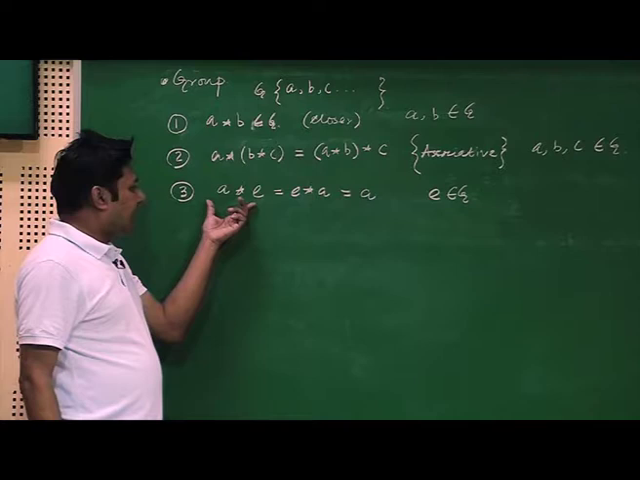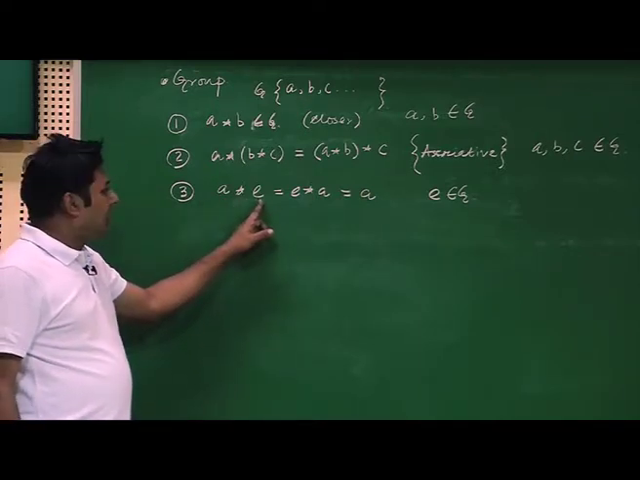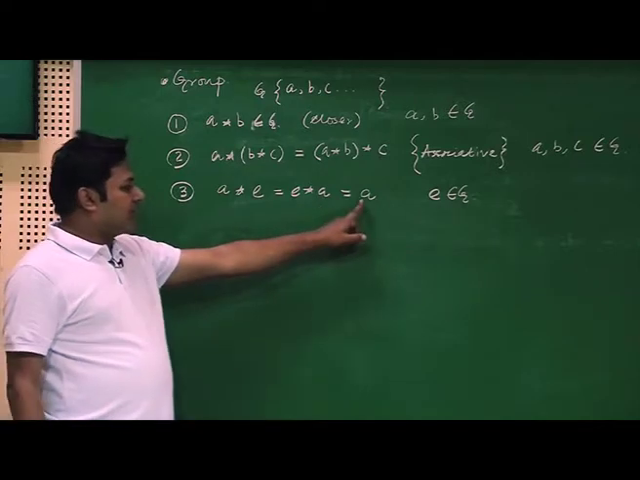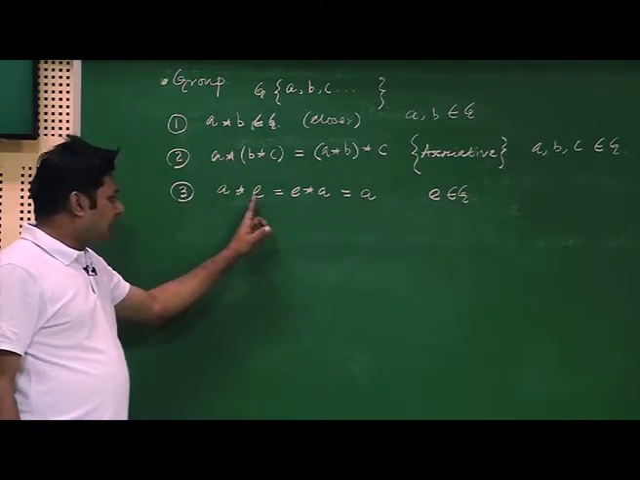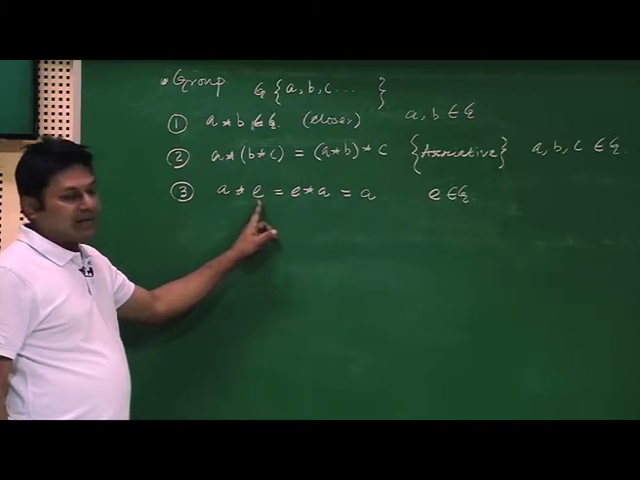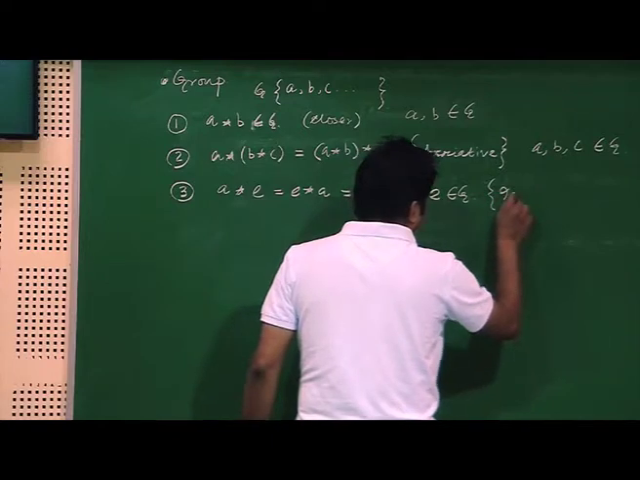Now, this suggests that if I operate A with E, I will get back to the same element. So, this is called the identity. This particular element behaves like an identity. So, the existence of identity is important. This is called identity.